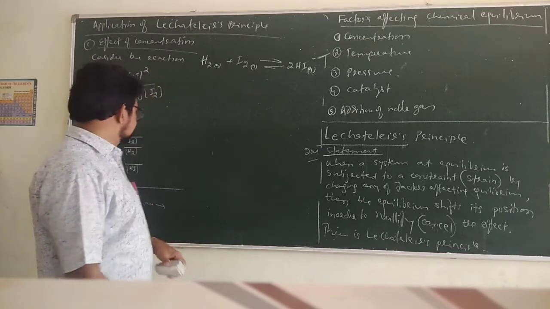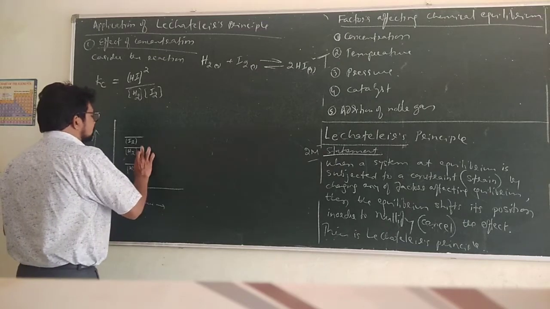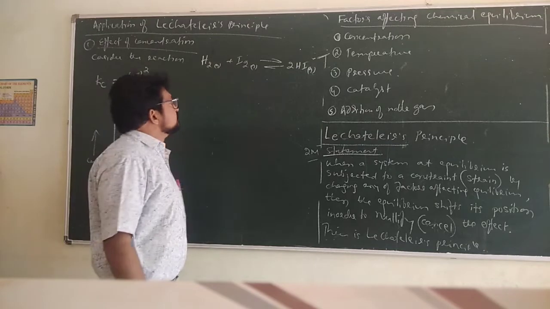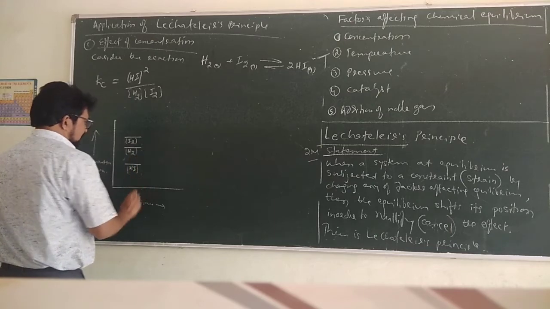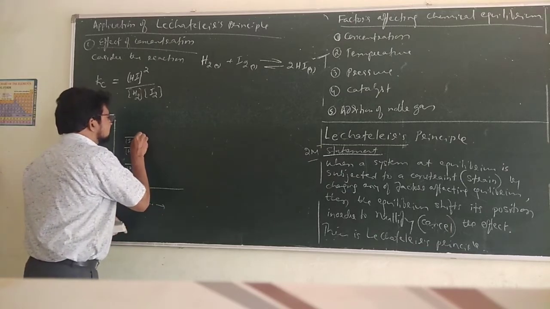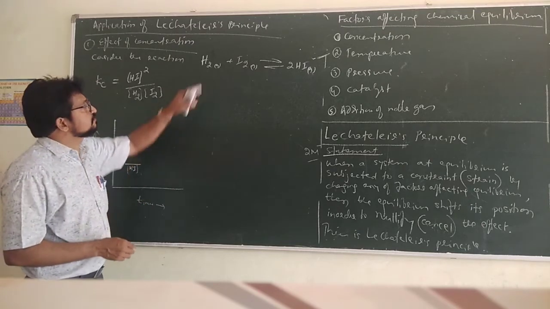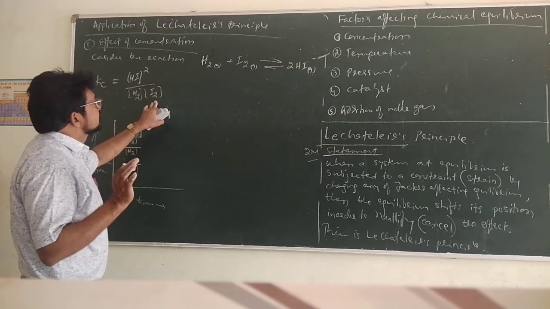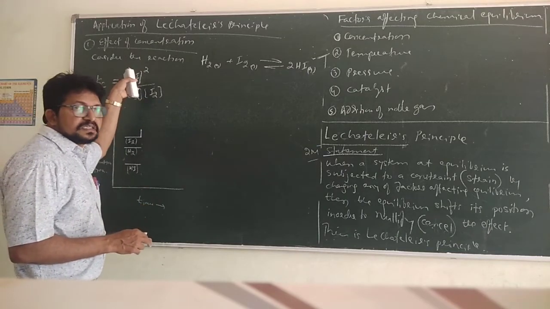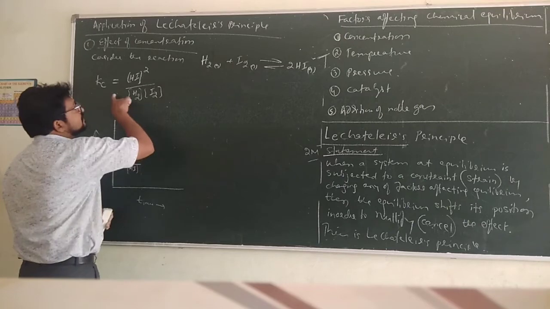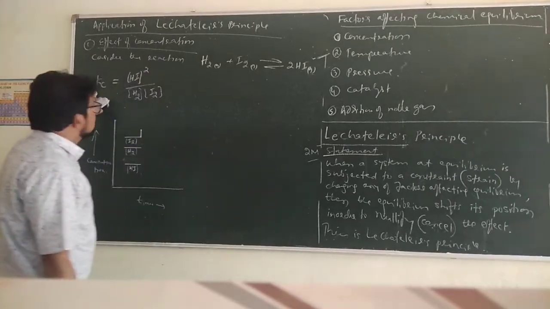Now let me start like this. I will add some hydrogen. I will add some iodine. At this time, I will add some iodine. Suddenly the iodine concentration increases. You agree? Because I have added it from outside. What is the effect? The denominator suddenly increases. So Kc has to remain constant, and the numerator has to increase. So immediately the reaction shifts in the forward direction in order to keep Kc constant.